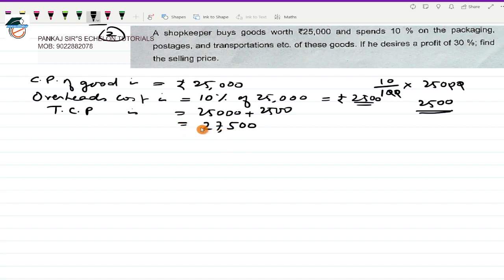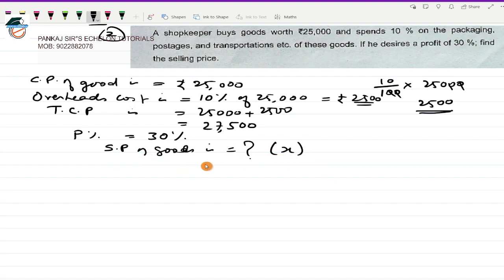Now what he says, if he desires a profit of 30%, find the selling price. So his wish is that he gets a 30% profit percent. So if that is his wish, what should be the selling price? Selling price of the goods is equal to what? They have asked you what is the selling price of the goods, so that we are going to take as X, right?